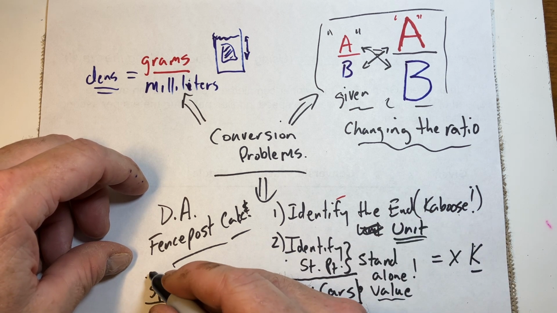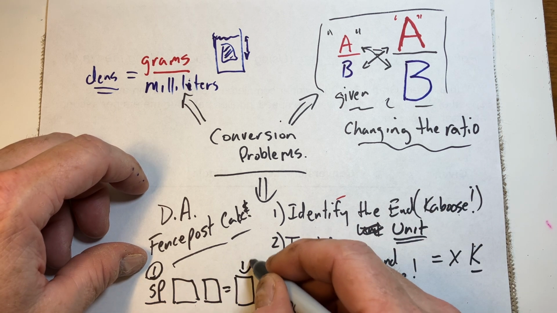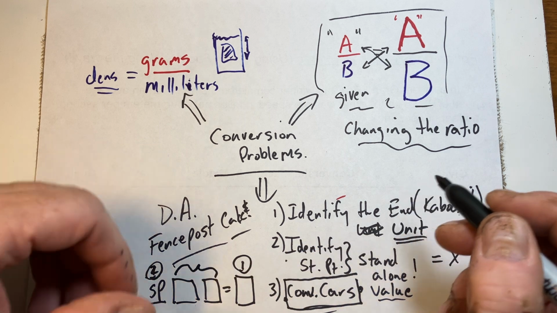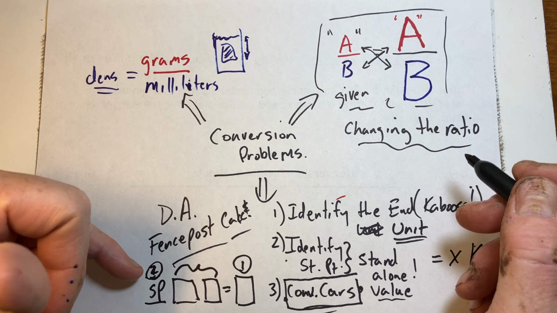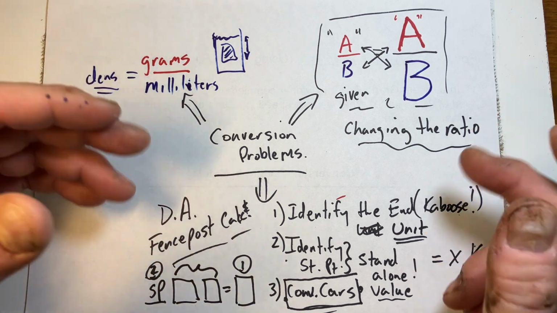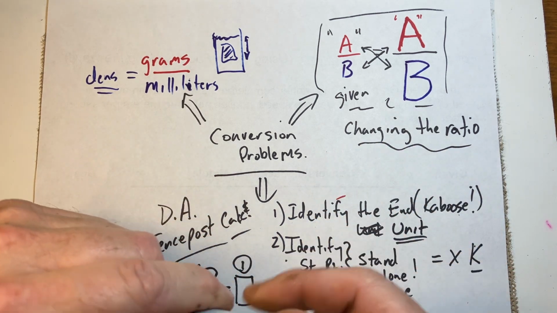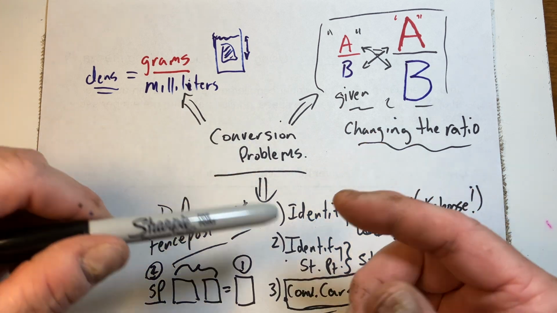So it's really those 3 parts. 1, our end. 2 is our starting point. And then you have these conversion cars that we have to put in the middle to connect the beginning to the end. That's an overview of where we're going with the videos that I have posted that involve problems in chemistry using conversions. Bye-bye.